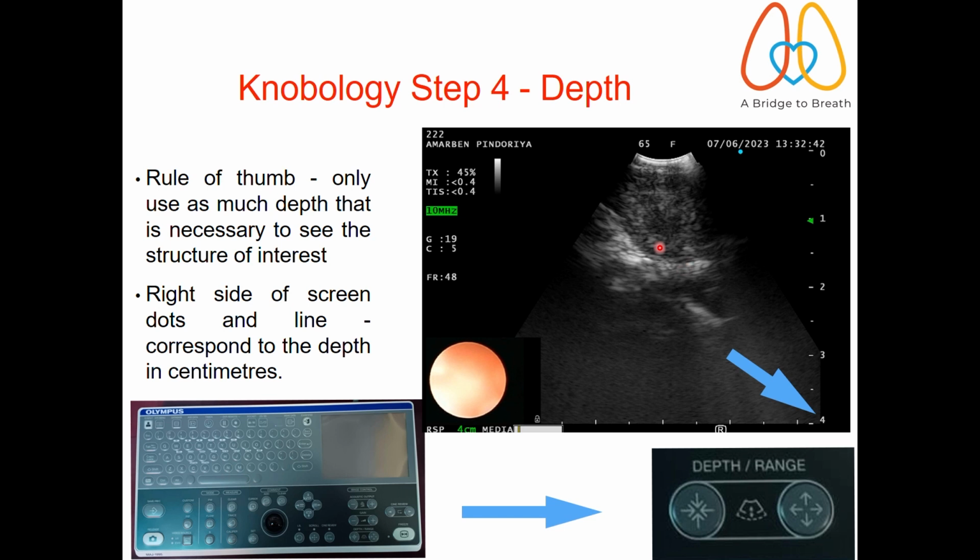We are not going for maybe a 2 or 1 because it creates a very large image on your screen. So on your keyboard, you have an adjustment button for depth and range.